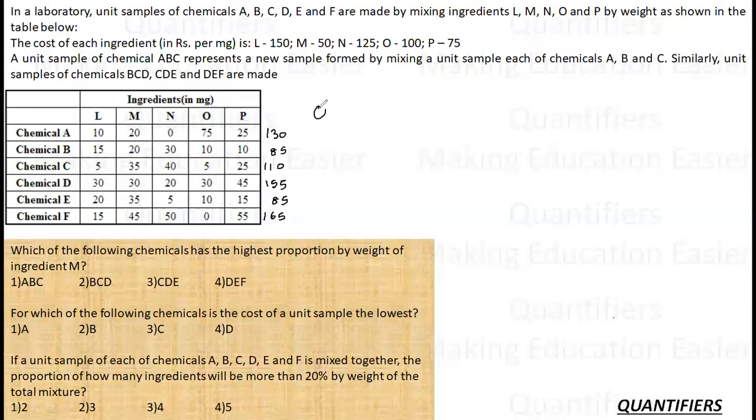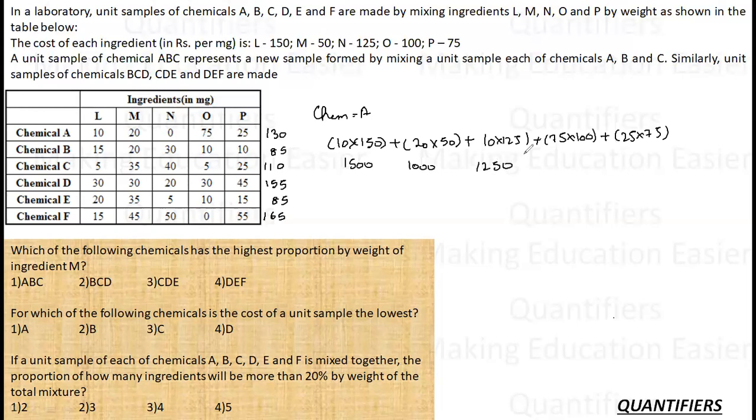Cost for chemical A will be made by the amount used, that is 10 into 150 plus 20 into 50, plus 0 into 125, 75 into 100 plus 25 into 75. So 1500, 1000, 1250. Sorry, this is 0 into 125. 0, 7500 and 25 into 75.